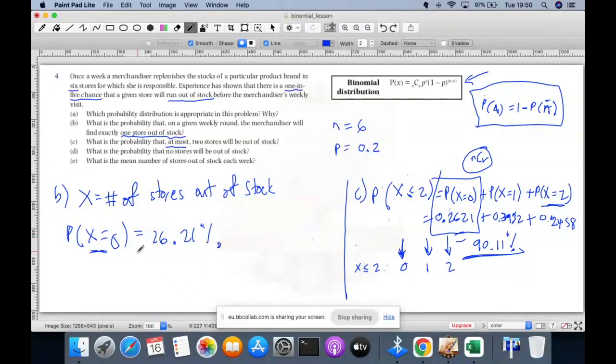All right. And lastly, for the last question, we're being asked, what is the mean number of stores out of stock each week? You don't need to memorize the formula. It's in your formula sheet. Remember, question D was when you work out the probability x equals 0. For question E, the mean. Let me ask you this question, okay? This ties into what I covered last week.